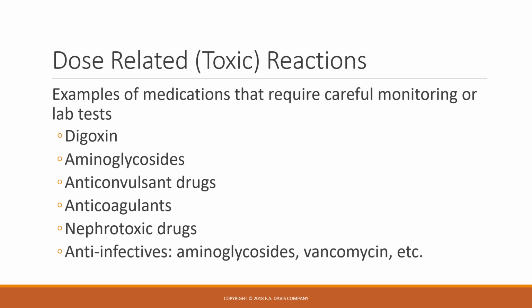So there are some medications that do require careful monitoring or laboratory testing to prevent these dose-related or toxic reactions. Examples include things such as digoxin, aminoglycosides, anticonvulsant drugs, anticoagulants, nephrotoxic drugs, anti-infectives such as vancomycin. When it comes to these types of medications, there are some laboratory values that are important. Those include peak, trough, and half-life. We'll talk just a little bit about each of those.